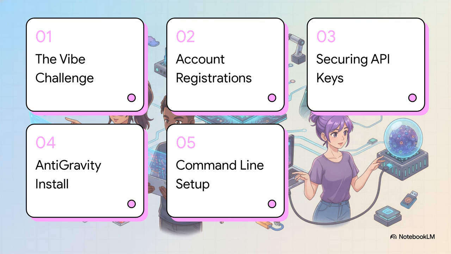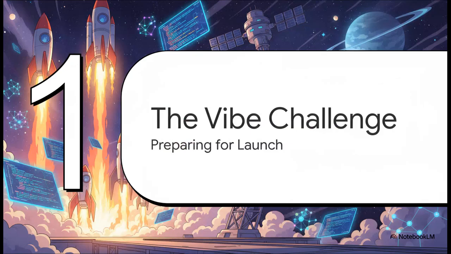Here's our mission checklist for today. First, the Vibe Coding Challenge. Second, account registrations. Third, securing API keys. Fourth, the anti-gravity installation. And finally, command line setup. Let's dive right in. Section 1. The Vibe Coding Challenge, preparing for launch.